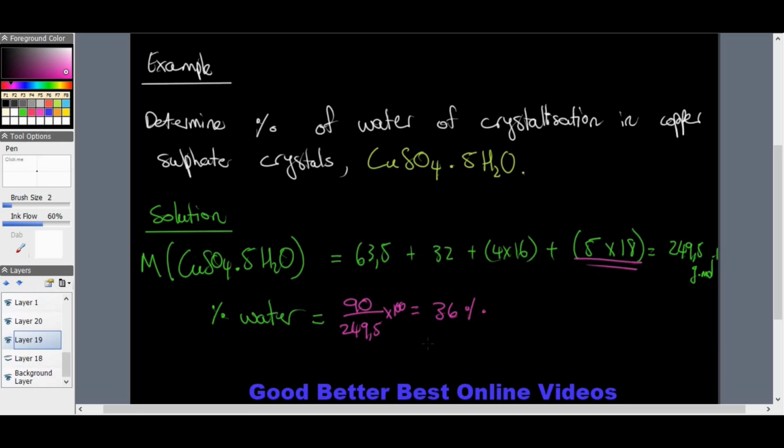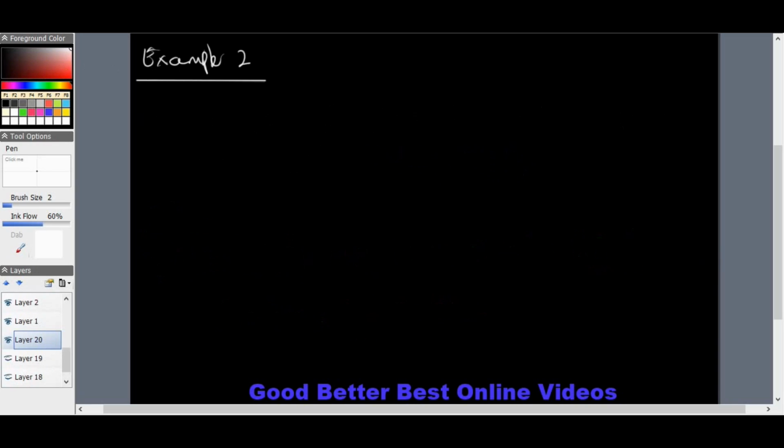That's just one of the examples of percentage composition. I do have another example, and I'm going to show it to you in just a moment. So have a look at a second example. They say now that there's a mass of a certain compound.